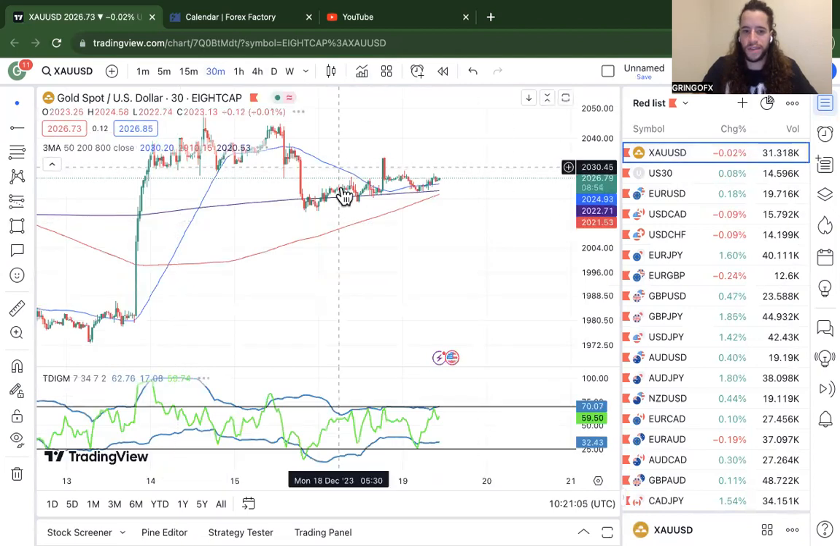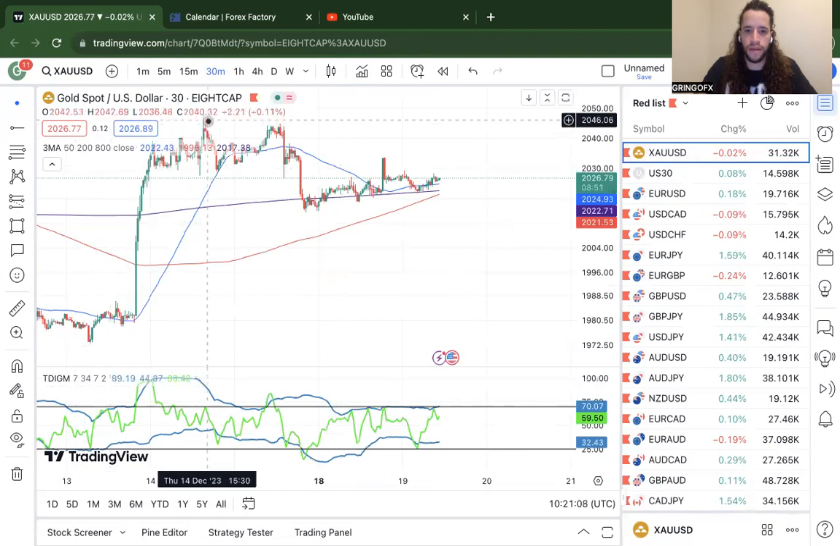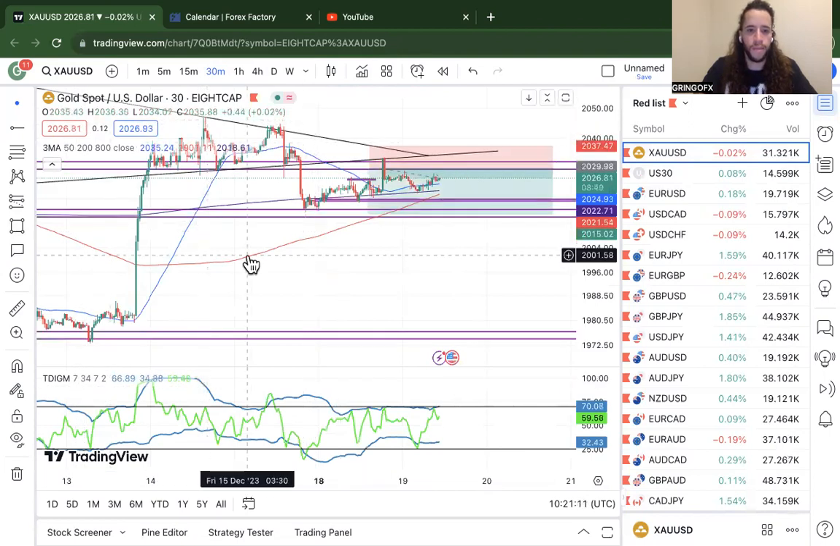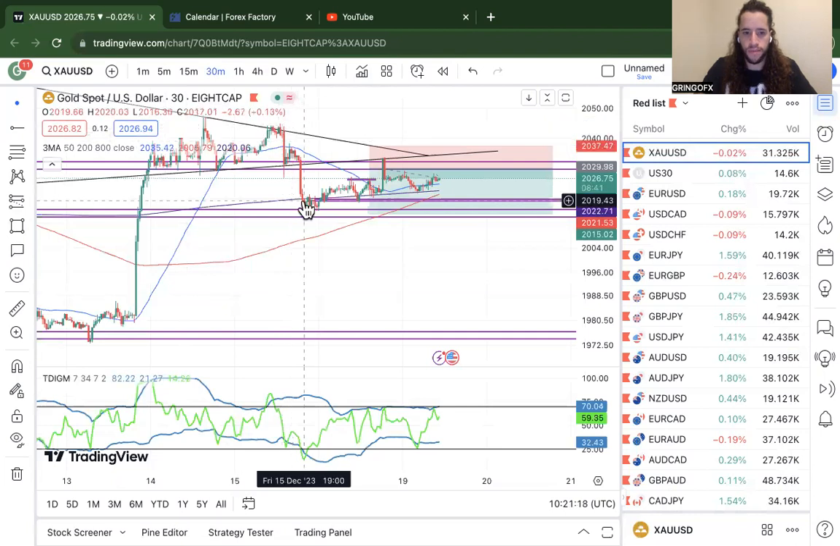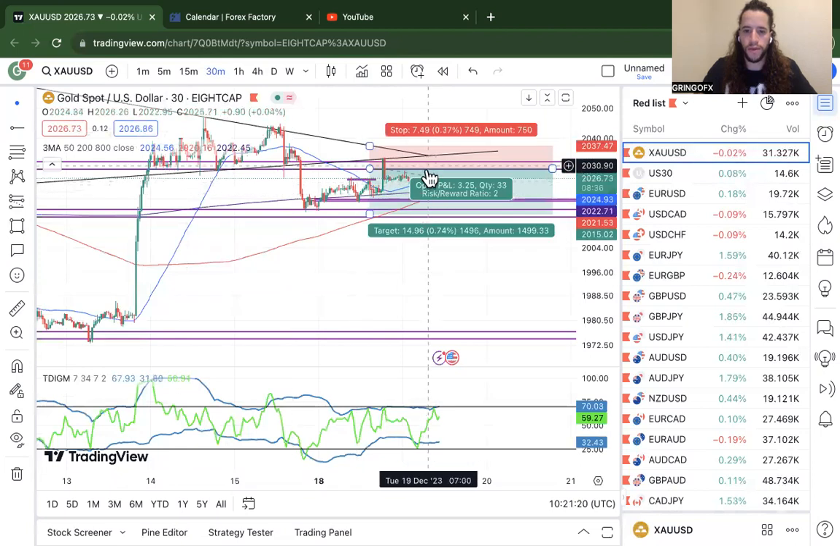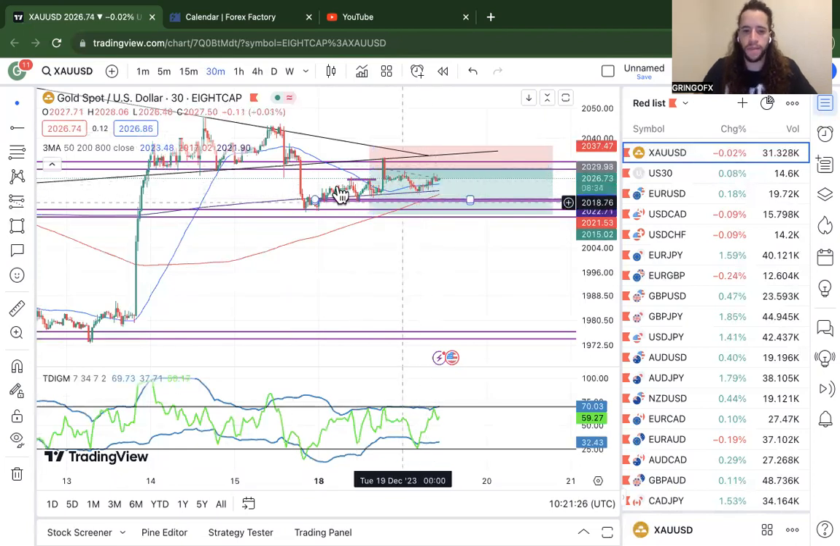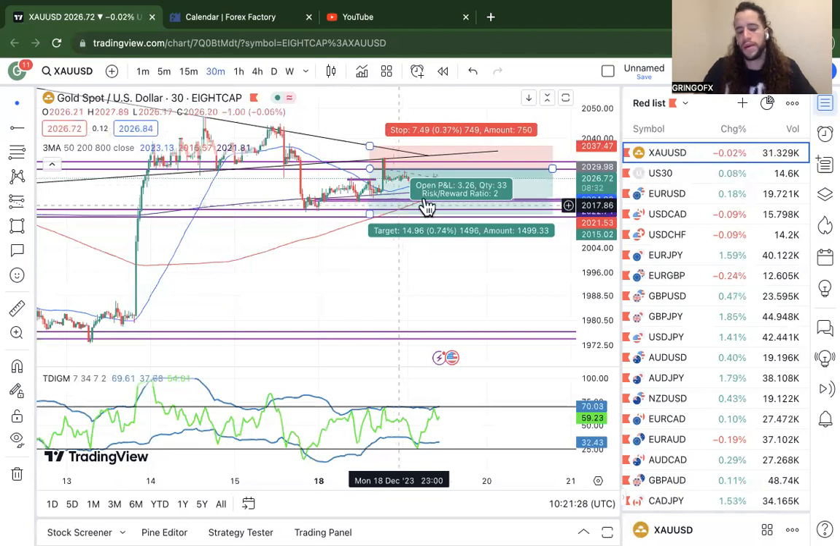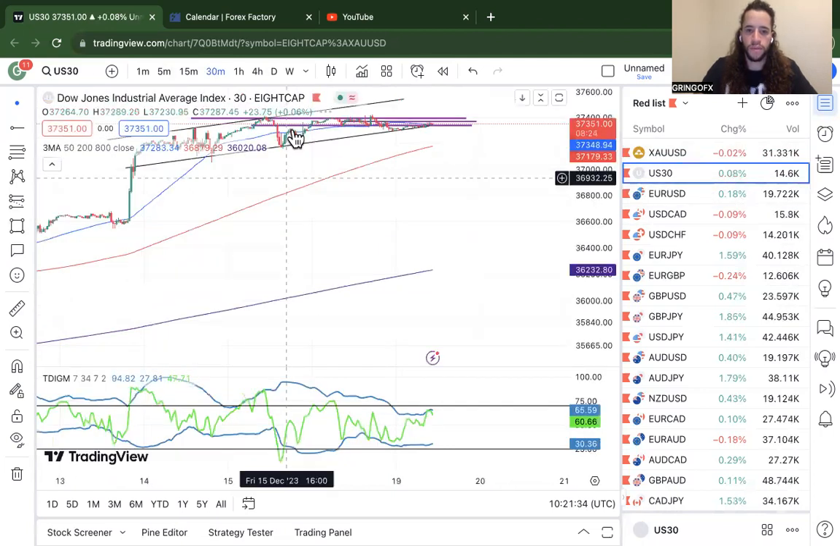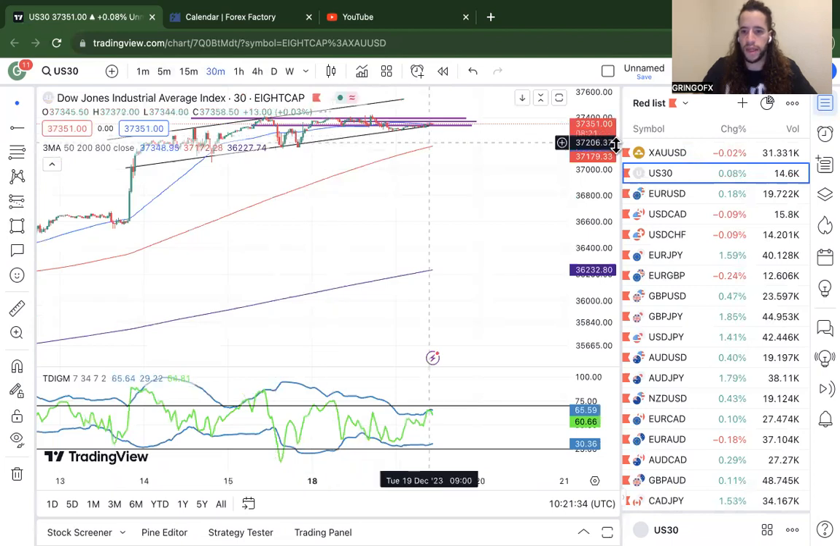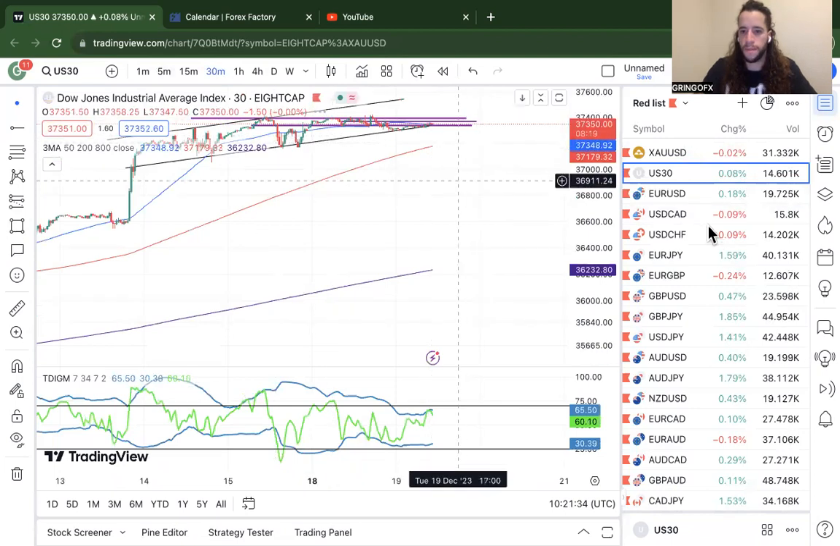US30 and gold have been just consolidating ever since that bullish rally a couple of weeks ago. We had to retest the equal highs on gold, and then it went bearish and started consolidating around the 2030 to 2015, 2020 area. So gold is definitely setting itself up for a nice move. The same thing with US30. It's been completely consolidated ever since it made that push.